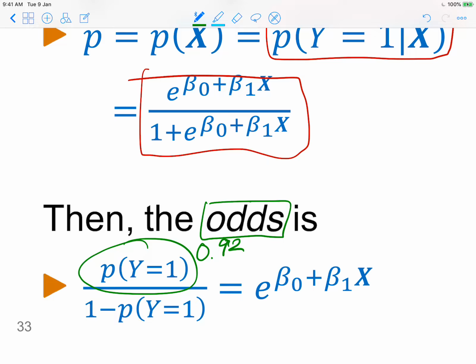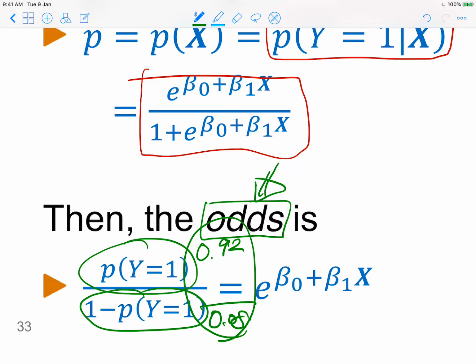0.92, then this is what? 0.08, right? So in this case, we can compute the ratio between the two, right? And this is called odds. Okay, this is called odds. This is just the definition of the term odds.